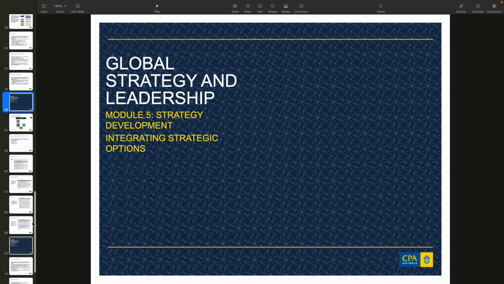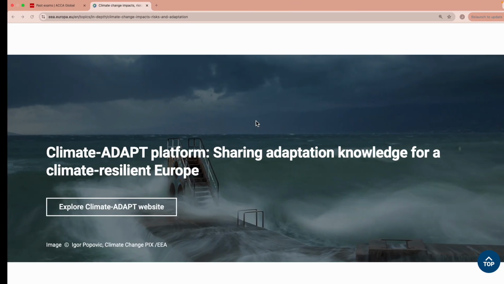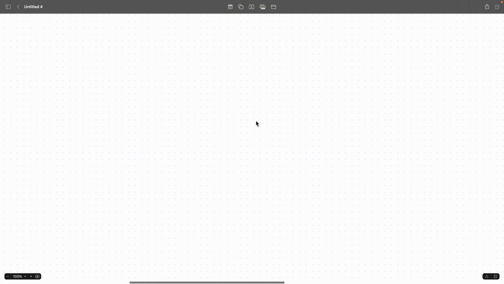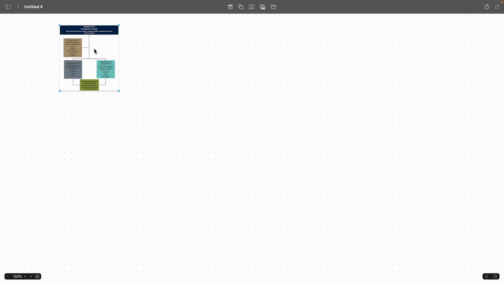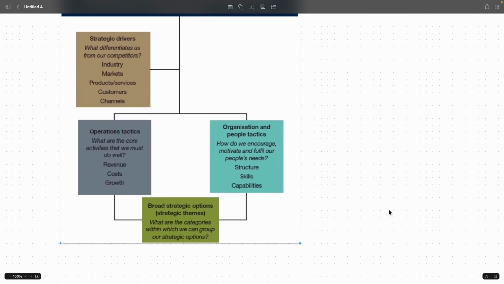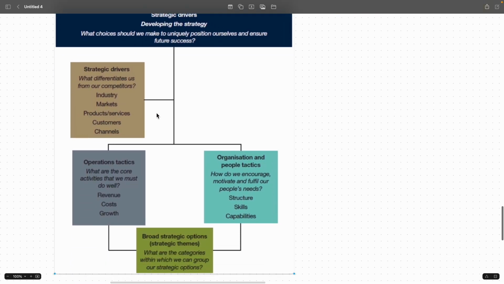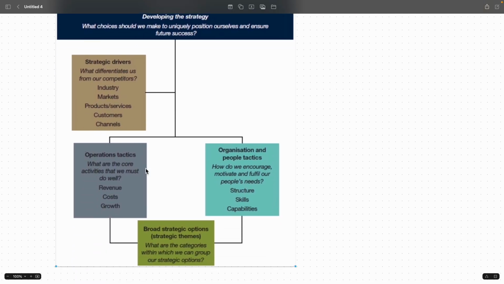Okay, we're coming to integrating strategic options. When you want to integrate the options, these are things you have to consider. You do still remember, when you integrate, developing strategy, what choices are made. You already have, remember, operational tactic, organization people tactic, strategic drivers, got it?